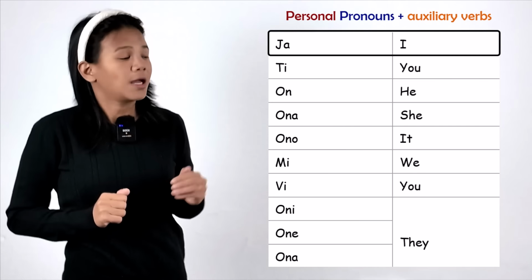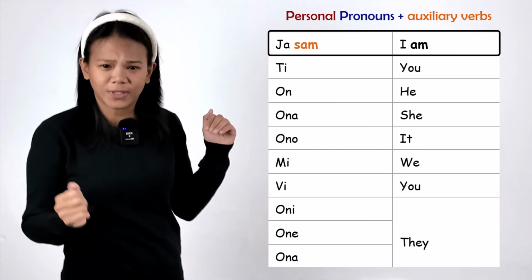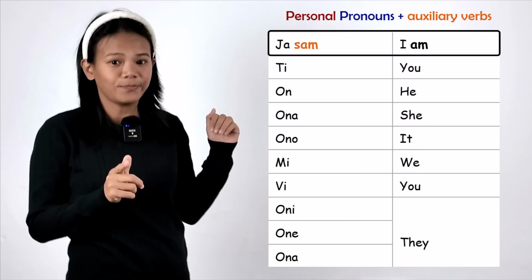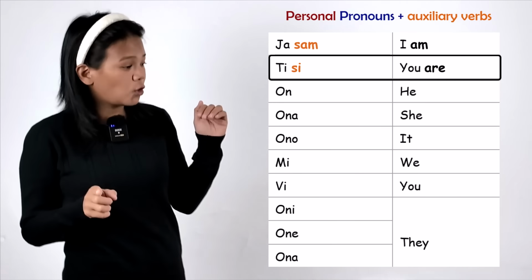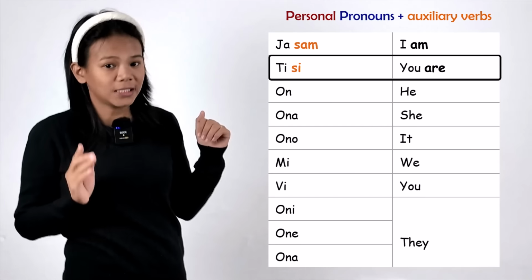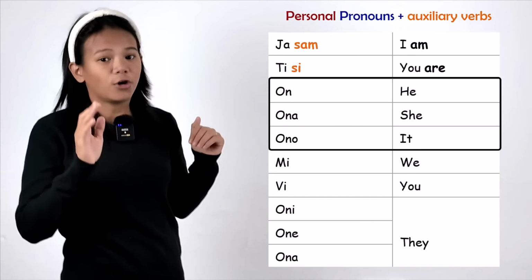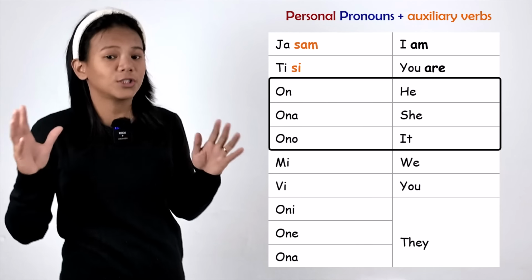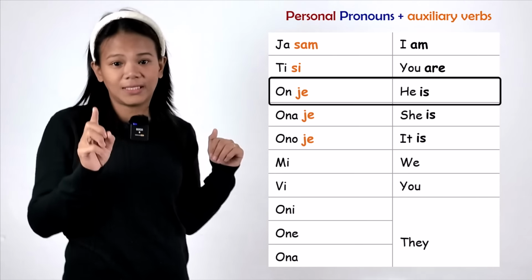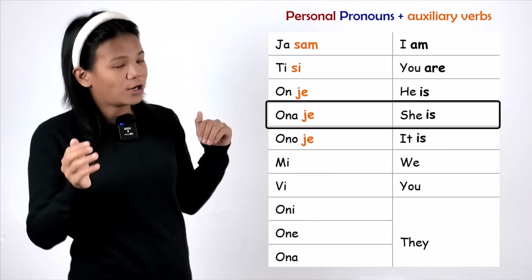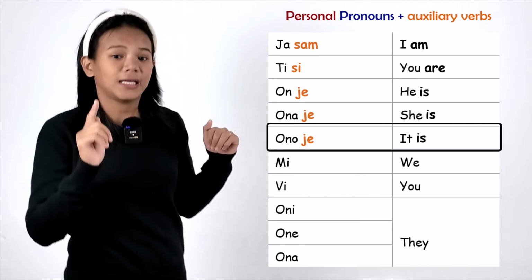Let's see them. The partner of ja is sam. It sounds like am in English. So, ja sam, I am. For ti, the partner is si. So, ti si means you are singular. The third person singular forms on, ona, and ono all share the same auxiliary verb, je. On je means he is, ona je means she is, ono je means it is.